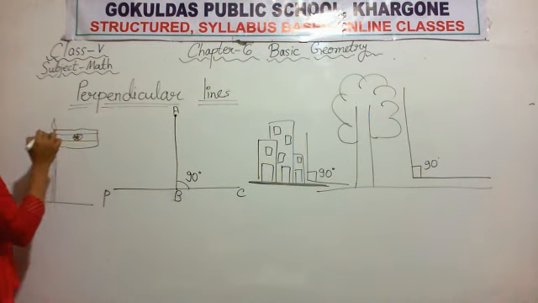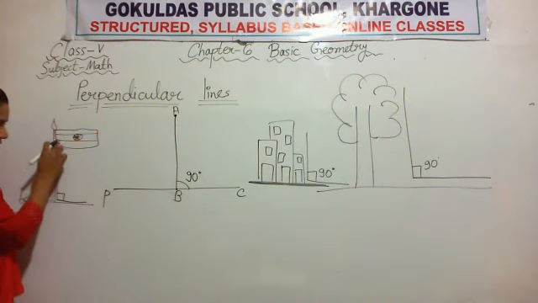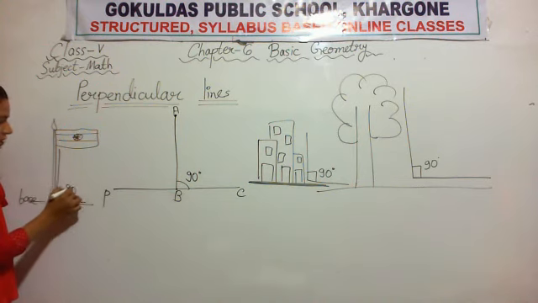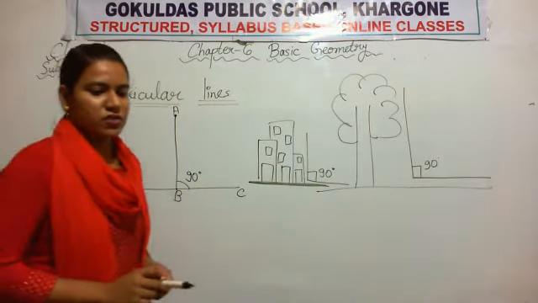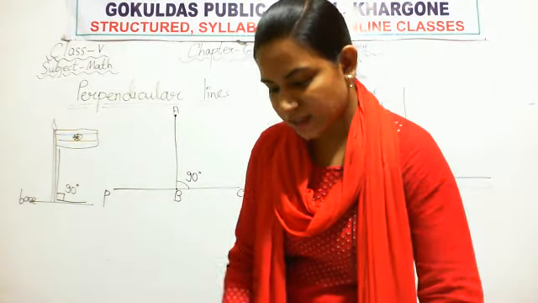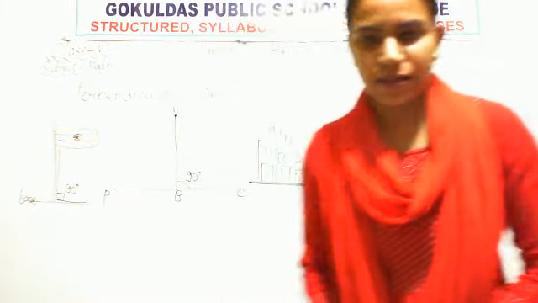Observe the flag and base. Observe both. The angle between the base and the pole of the flag is 90 degrees, which means the flag is at a perpendicular position from the base. So these were the parallel and perpendicular lines. I hope you understand both the types of lines.